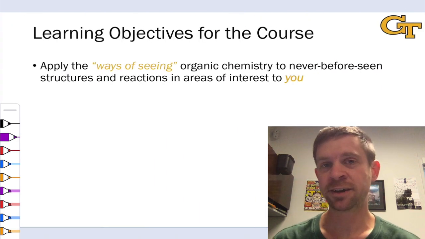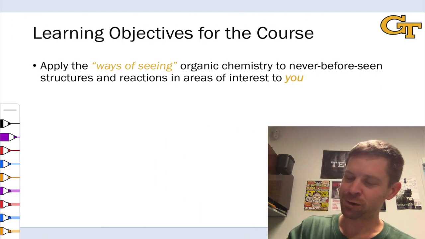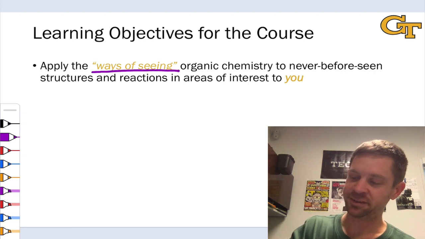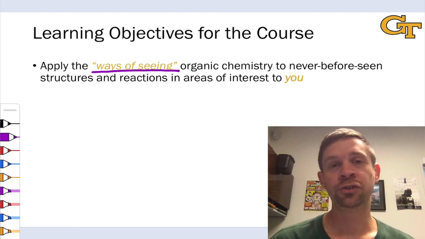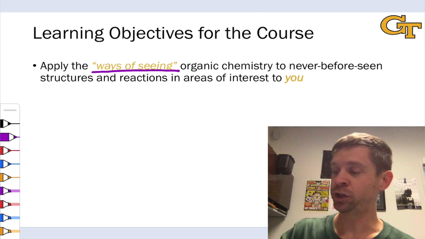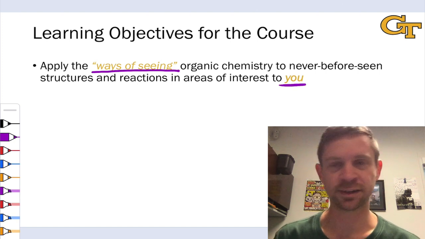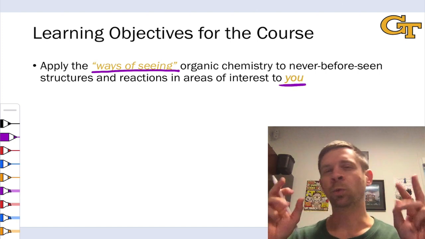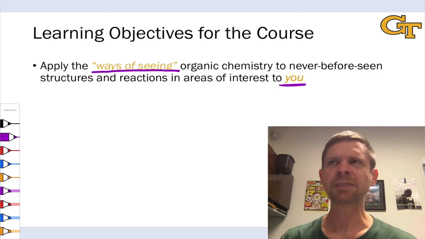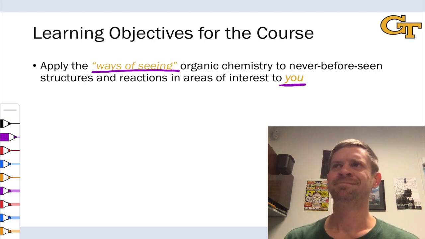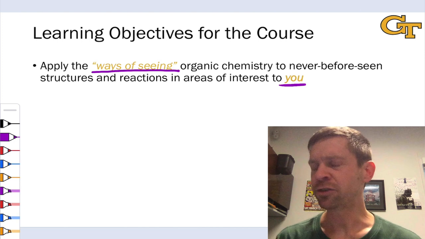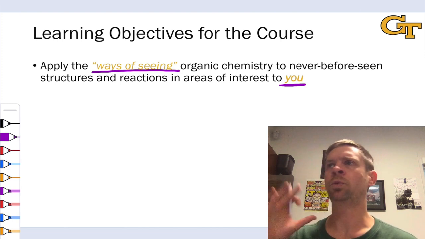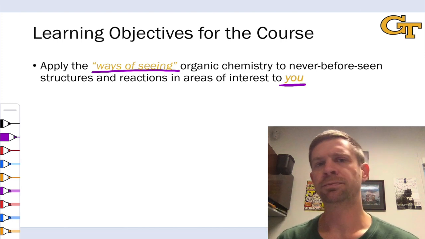The final objective here is to apply what I'm roughly calling the ways of seeing organic chemistry to areas of interest to you. So two pieces to this learning objective that are worth discussing. First, the ways of seeing. And this goes back to the point that a lot of the specific information in this course is not that important. It's the way you engage with a molecule or a reaction that matters.